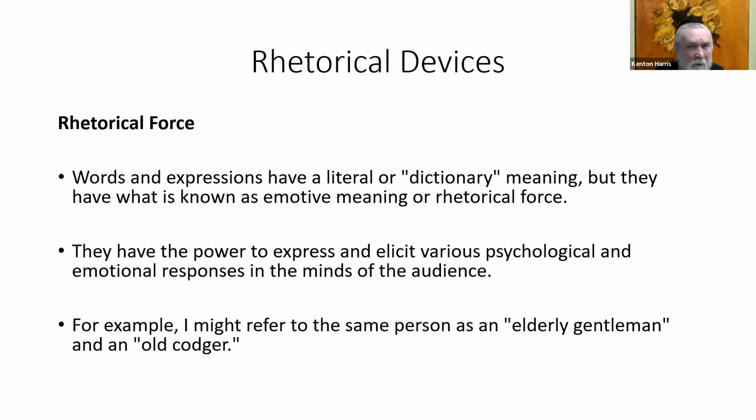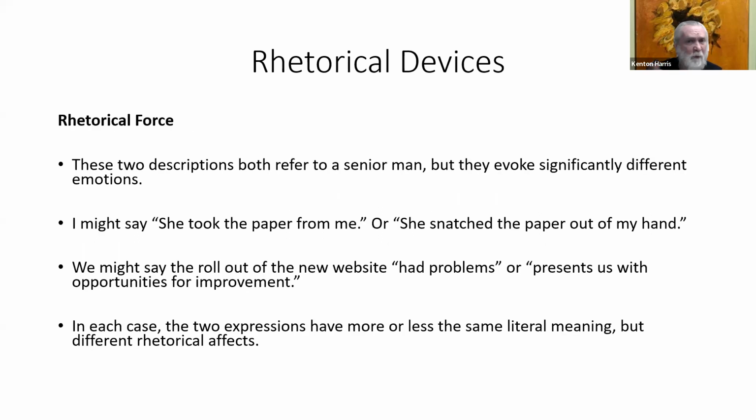For example, I might refer to the same person as an elderly gentleman or an old codger. Now notice, both of these descriptions refer to a senior man, right, an older individual, but they evoke significantly different emotions. I might say, she took the paper from me, or I might say she snatched the paper out of my hand. Well, those are descriptions of pretty much the same event, but they carry with them different psychological connotations.